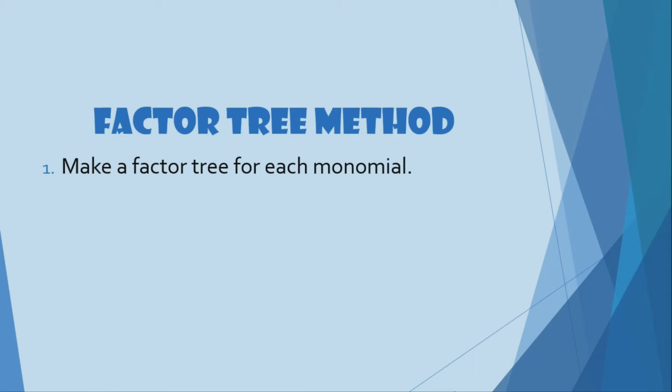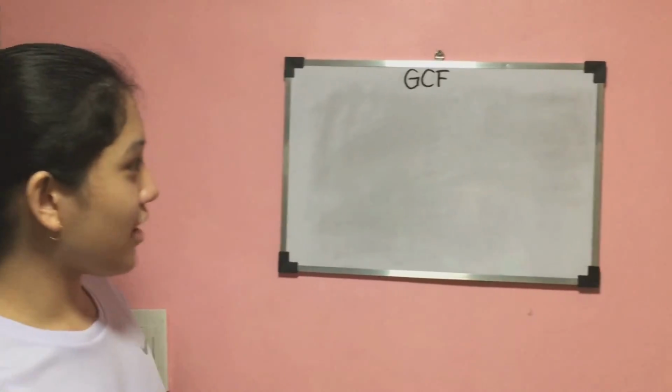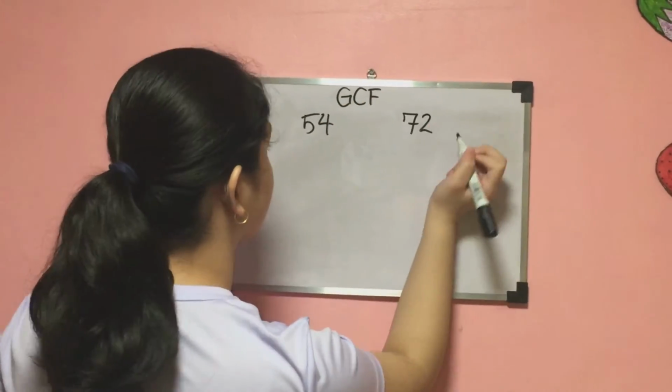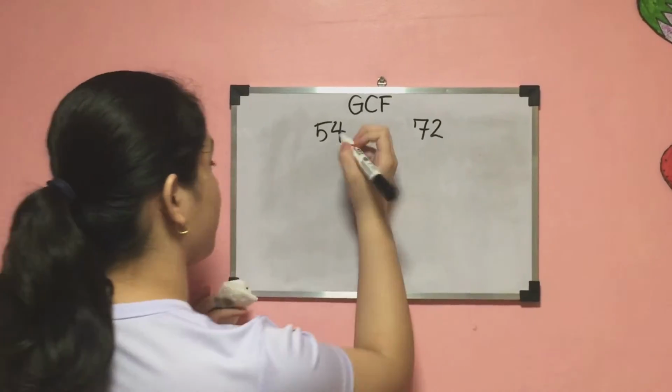First, make a factor tree for each monomial. Then identify the common factors. Next, multiply the common factors to find the GCF. If there is only one common factor, there is no need to multiply. For example, we're going to write the factors like this.